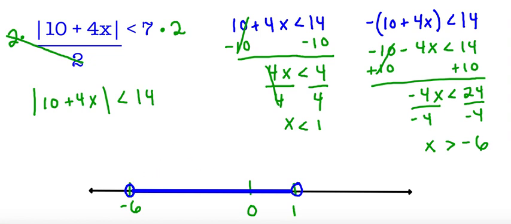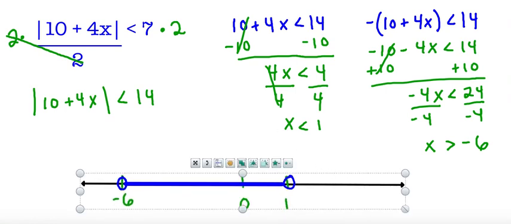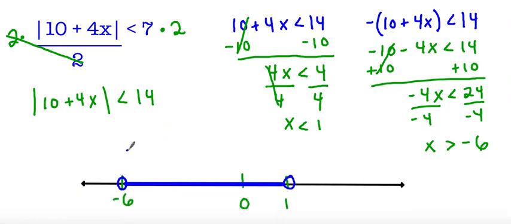So given this, we could write an inequality that includes everything. So negative 6 is less than x, which is less than 1.